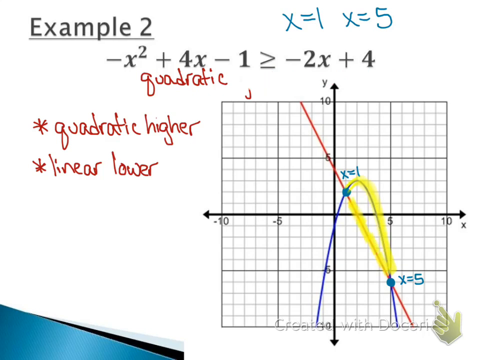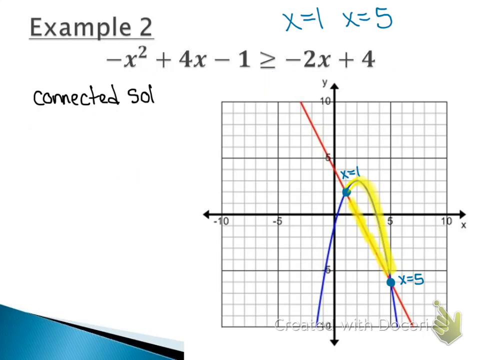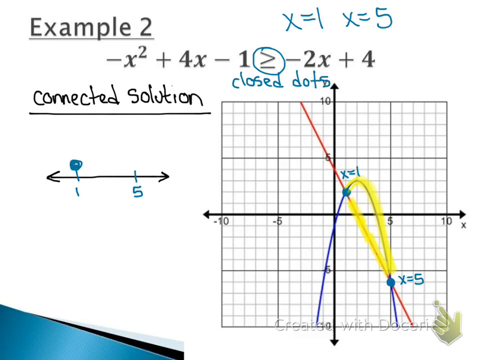This time it looks like it's going to be a connected solution. I did not have to pick up my pen in order to trace over that. I'll go ahead and draw my number line. This time I'm going to be using closed dots because there is a line underneath the inequality sign. And since it's connected, I will connect those dots on the number line.